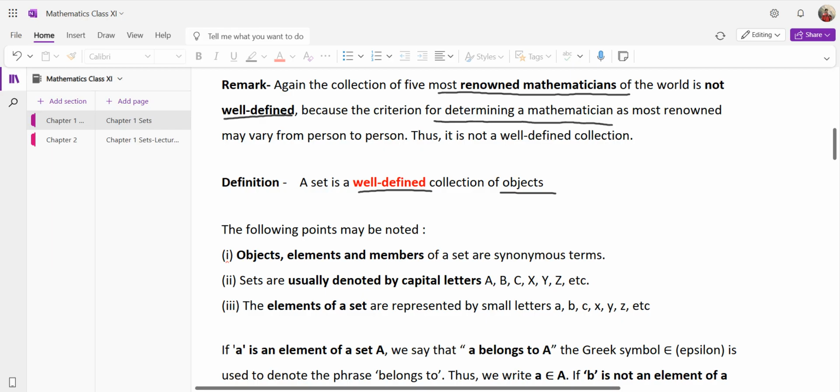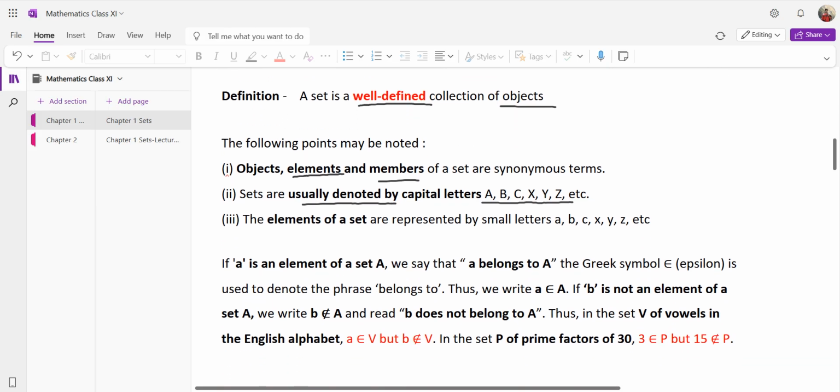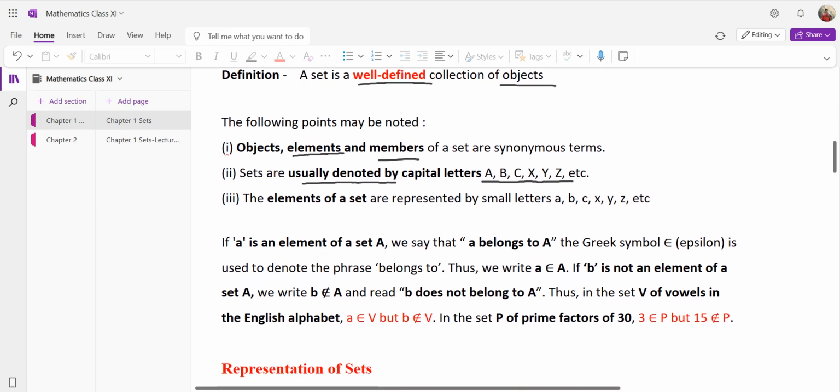Another name for objects is elements or members. Sets are usually denoted by the capital letters A, B, C, X, Y, and Z, etc. The elements of these sets are represented by small letters a, b, c, x, y, and z, etc.